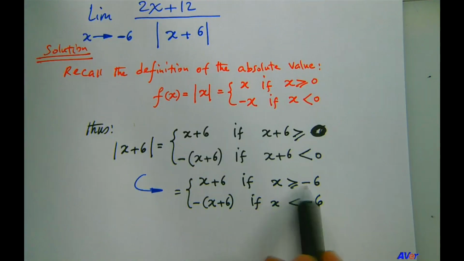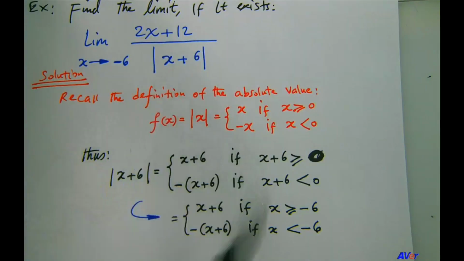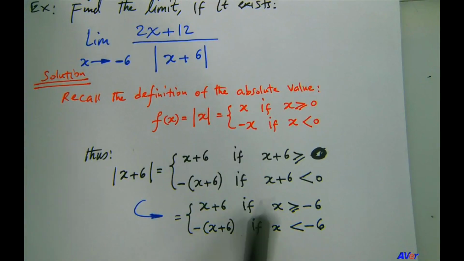Because for the denominator, if x is greater than or equal to negative 6, that means approaching from the right, and we need to use this function. If x is less than negative 6, that means x is approaching negative 6 from the left, and then this is our function. So let's find the limit of that function from the left and from the right as x approaches negative 6. Okay?